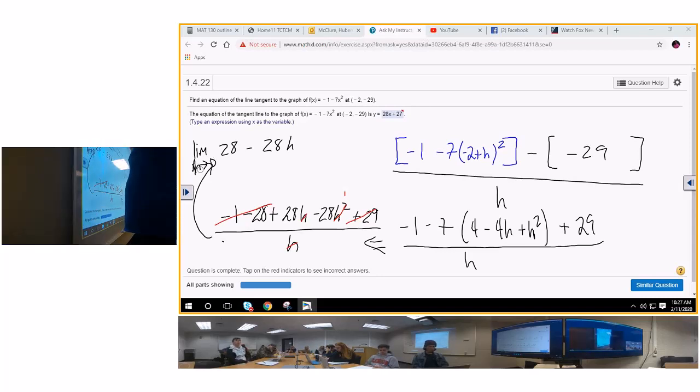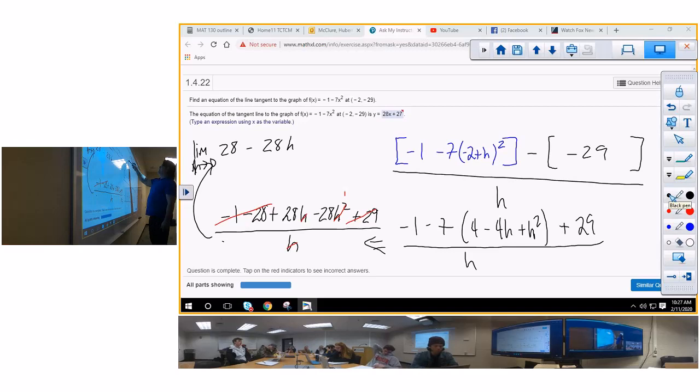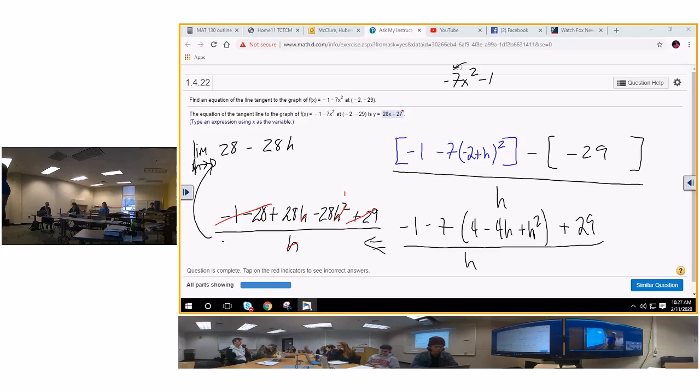But I don't know if that's what they want. They got 28x plus 27. I don't know how they're doing that. What did we get for the first derivative? Negative 7x squared minus 1 is negative 14x. Yeah. Hell, I don't know what they're doing. I'll have to figure this problem out and bring it back to you. I want to move on. God, they're going around the world. Any suggestions? Did I make a mistake somewhere?